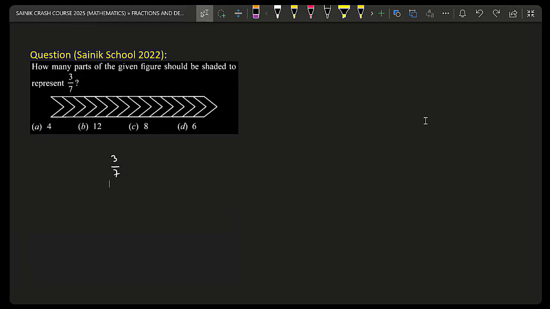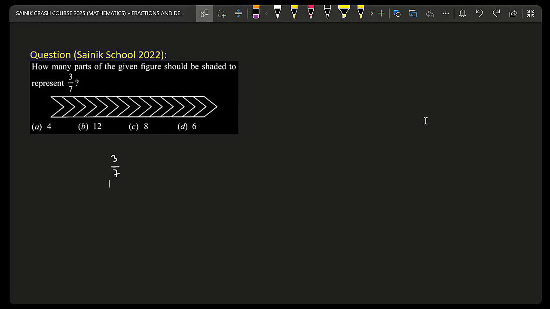Okay, Mayur. First you tell me how you got that answer 8. Sir, we have to multiply the numerator and denominator by 2. We get 6 by 14. And the left part is 6 minus 14. That is 8 by 14.